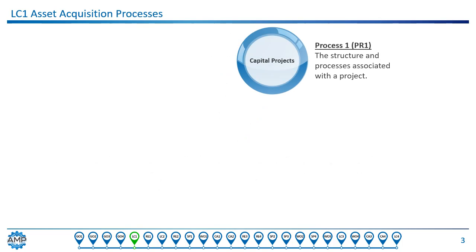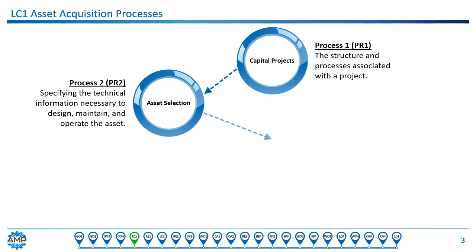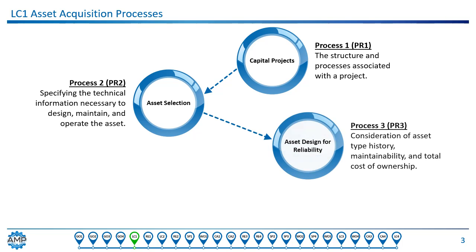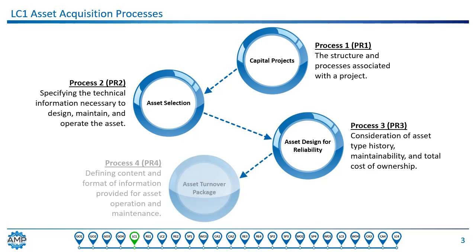Just like every other function, asset acquisition contains 4 processes. The first process is about capital projects, making sure the structure and the processes are defined and are workable within a project. The second process is about asset selection, and that's where we specify the technical information necessary to design, maintain, and operate the asset.